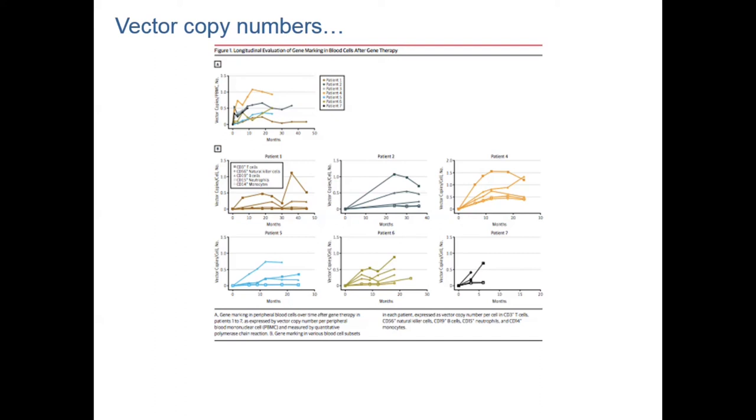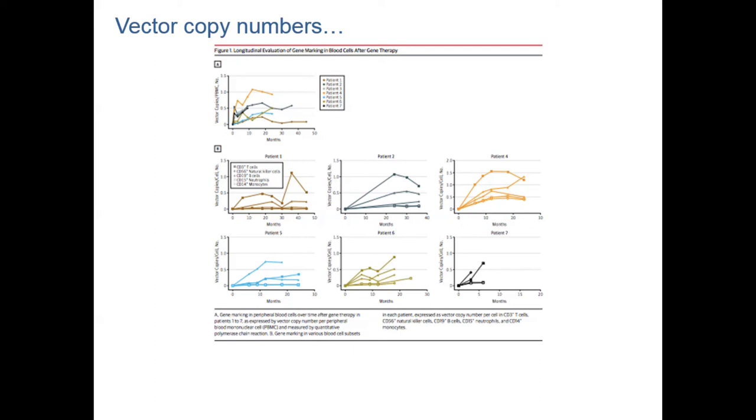After engraftment of their cells, these patients have long-lasting marking up to 50 months after treatment. This is in the peripheral blood, and then you can break that down into the different lineages, and you see that the highest levels of marking are in the T cells. But there is persistent marking in all lineages, including myeloid lineages.